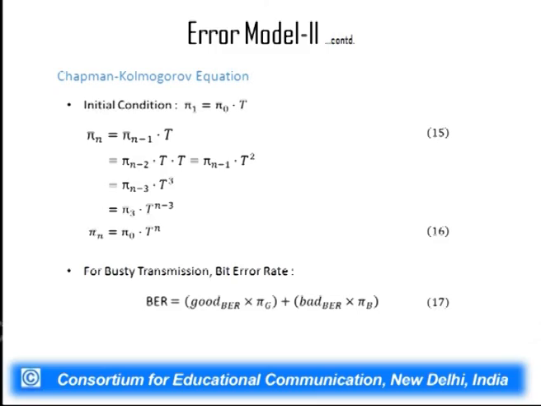Now this pi star can be pi star g and pi star b. Okay, so once we have all these values with us, we can deduce the bit error rate. This bit error rate will help us to determine to what extent the transmission will be bursty and how it can be amended.